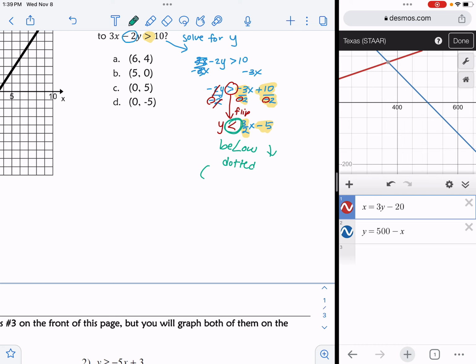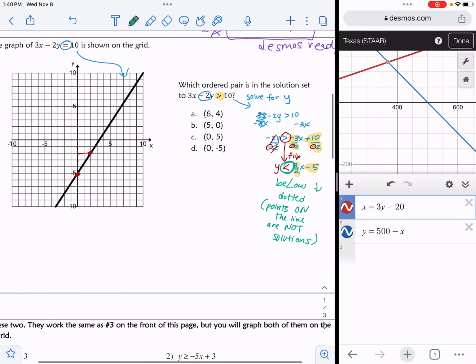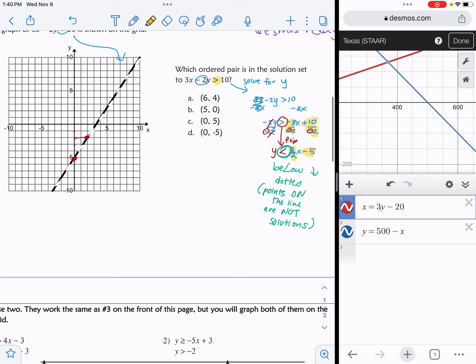And so anytime you have a dotted line, points on the line are not solutions. And that's always tricky because when you look at this graph, they graphed a solid line. So I'm going to get the white pen and make it dotted so that I don't get distracted and think that points on this line would be a solution. So it should be a dotted line, and then our shading is going to be below.